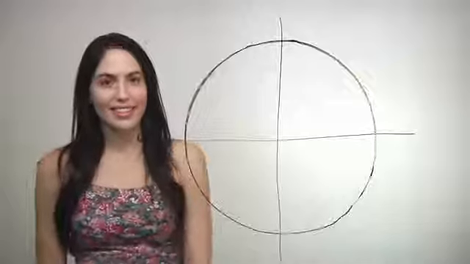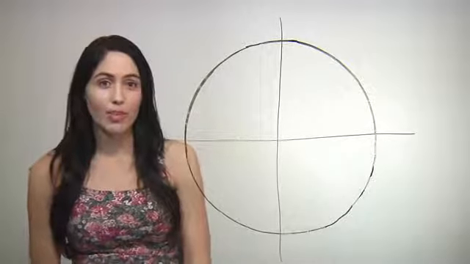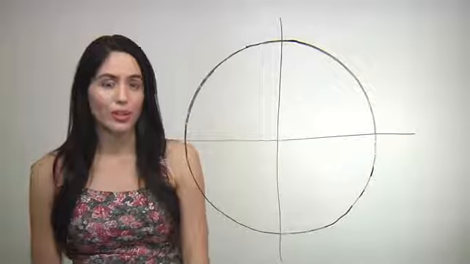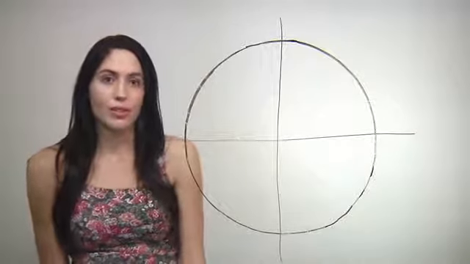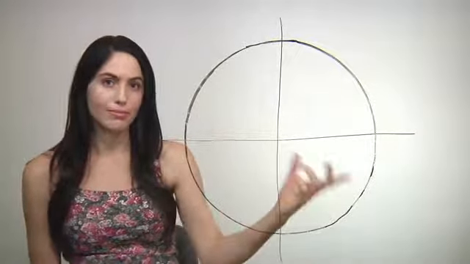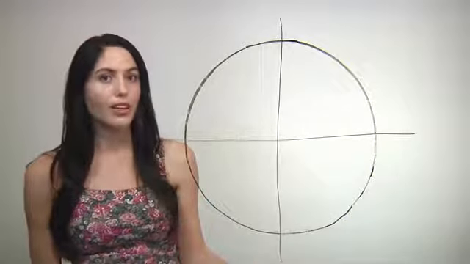Hi guys, I'm Nancy and I'm going to show you how to remember the unit circle in trigonometry. What is the unit circle? Well, it just means a circle with a radius of 1. That's all. It sounds simple.